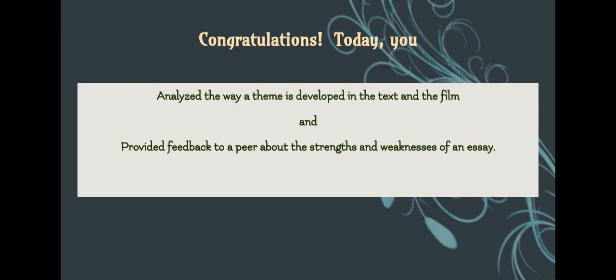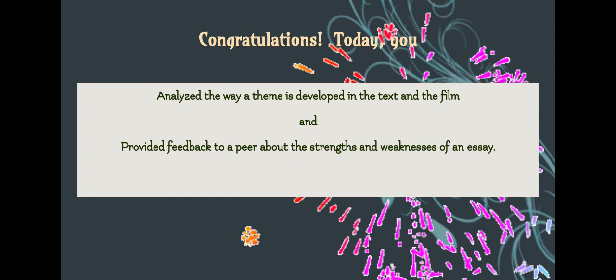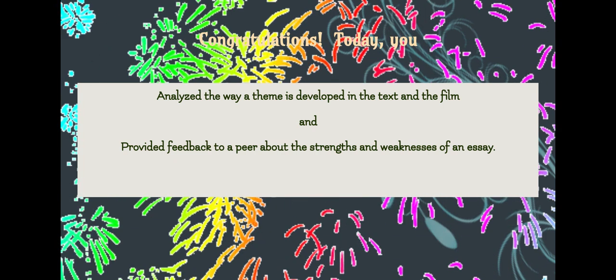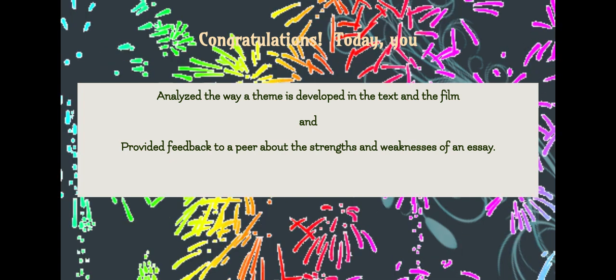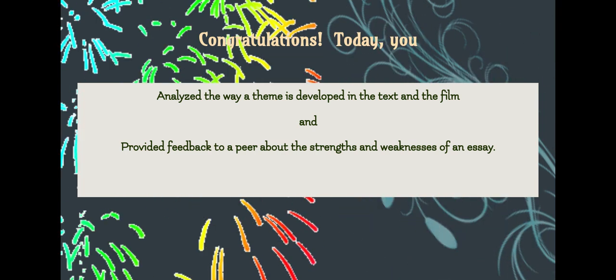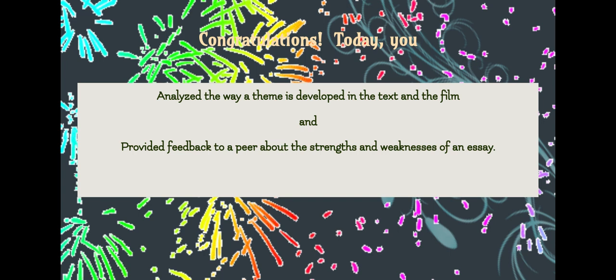Congratulations! You have completed Section 5, Lesson 3 of the Romeo and Juliet unit. In this lesson, you analyzed the way a theme is developed in the text and the film and provided feedback to a peer about the strengths and weaknesses of an essay.